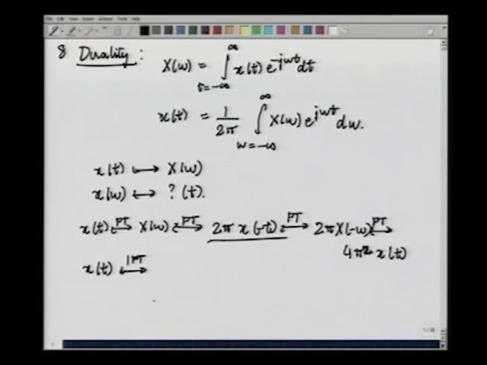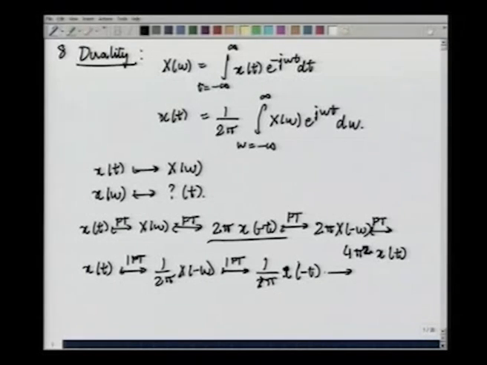and did this over and over again, what you would finally end up with, at the first step, you would end up with 1/2π x(−ω). And if you carried out another IFT, you would end up with 1/2π x(−t).